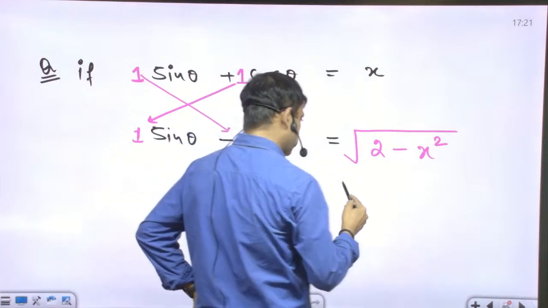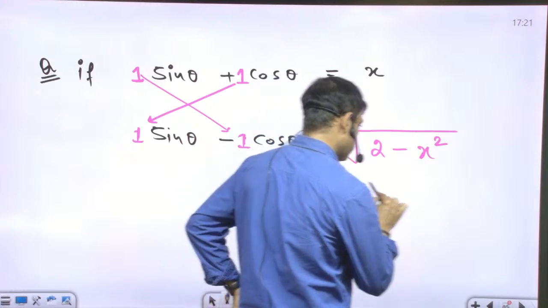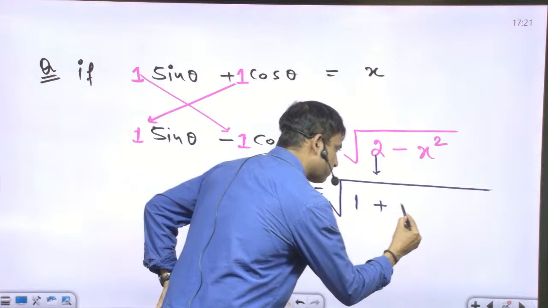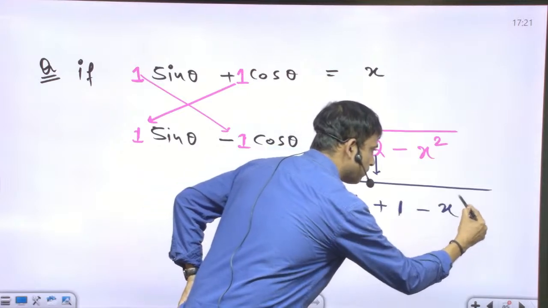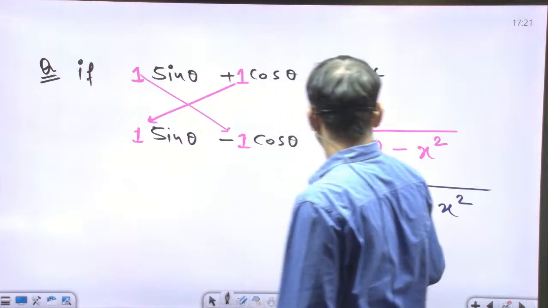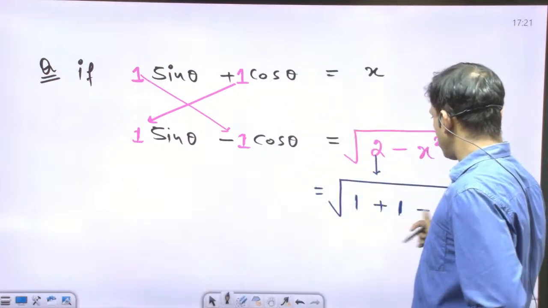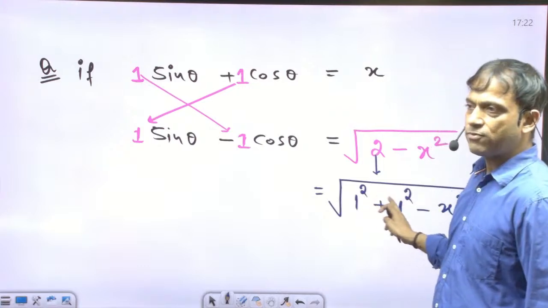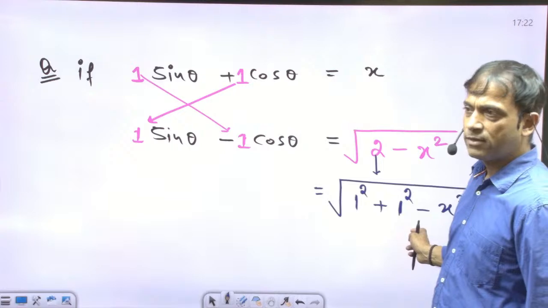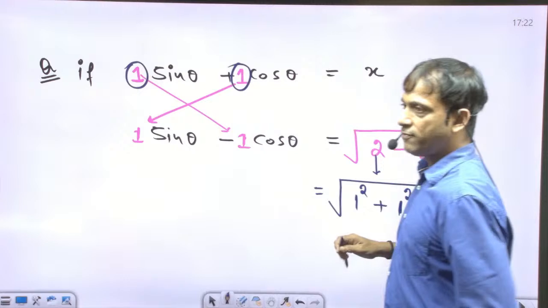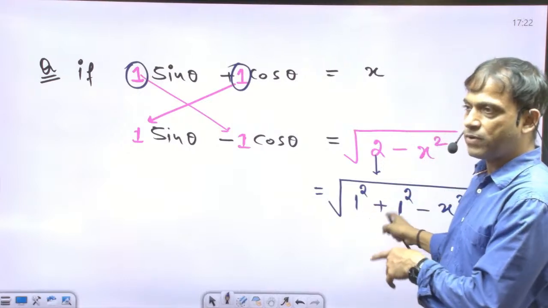Why am I saying 2? Take under root. 2 can be written as 1 plus 1. Any doubt? 1 plus 1 minus x square. Write 2 or write 1 plus 1, both are same. This is the square format. So write 1 as 1 square, 1 as 1 square, that is 1 square minus x square. So if the multiplying numbers are 1 and 1, always write under root 1 square minus x square.